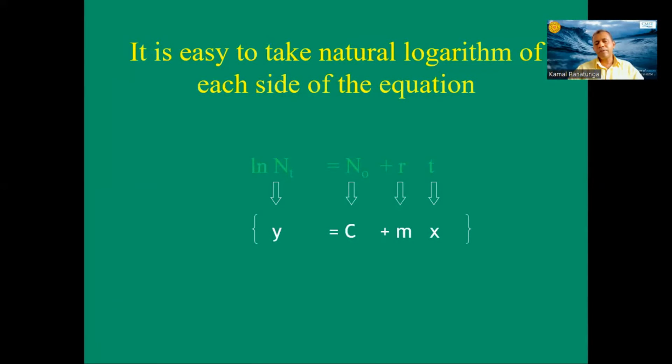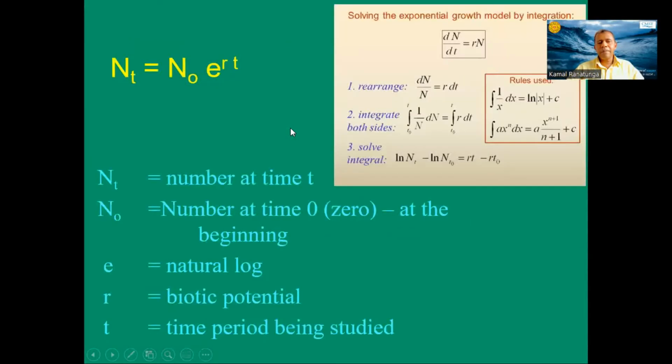So, if only for the first 10 years you have data, and you want to know what is going to happen after 20 or 25 years, then you can use this equation. Nt equals N0 e to the power R multiplied by T. This equation we can rewrite by taking the log on either side; in this case, since it is e, we take the natural log on both sides.